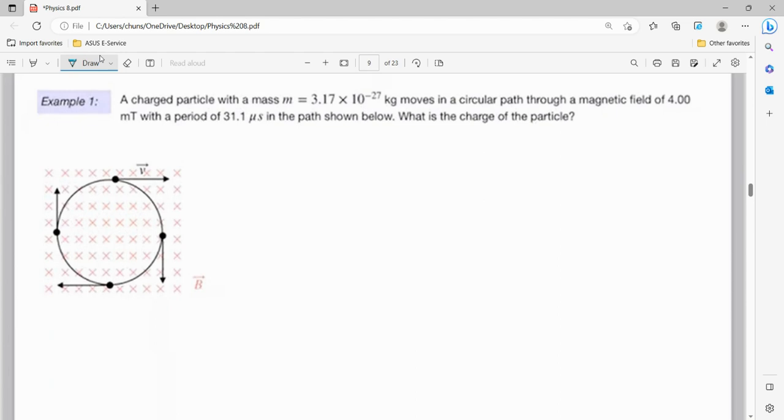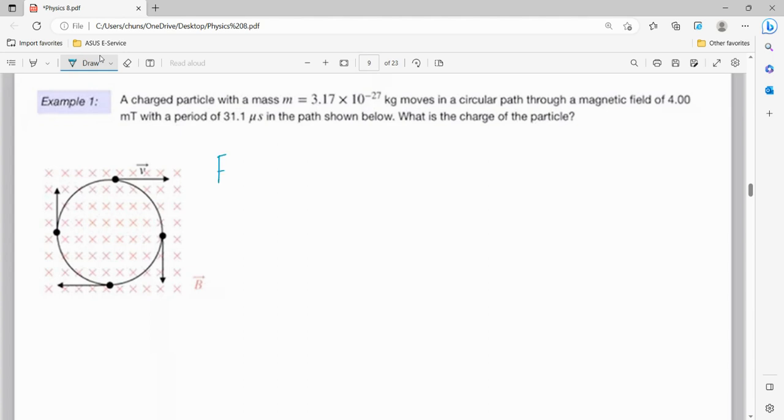Okay, so in this example, we have a charged particle with a mass of 3.17 times 10 to the negative 27 kilograms, moving in a circular path through a magnetic field of 4 milliteslas over a period of 31.1 microseconds. So what is the charge of the particle?